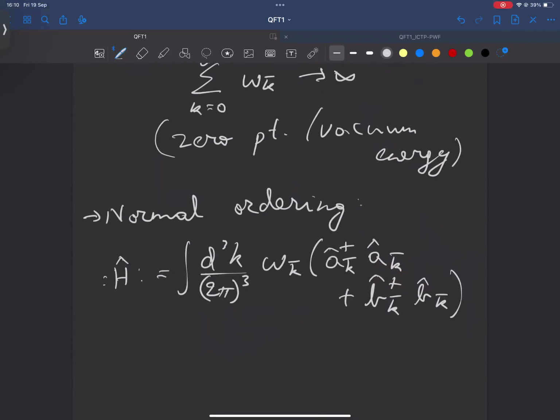And at the end of the day, when you compute something in the lab or you do a physical calculation, you are only interested in differences. No absolute energy is ever computed. So now if you act this object on the vacuum, which is annihilated by all the fields, then this just gives you 0. So the vacuum indeed has 0 energy now using this prescription.